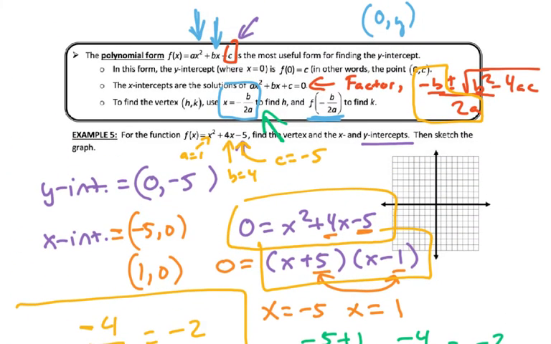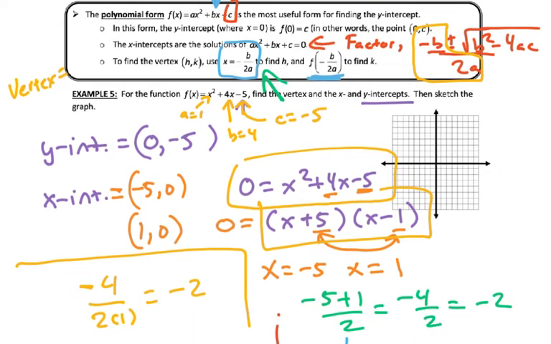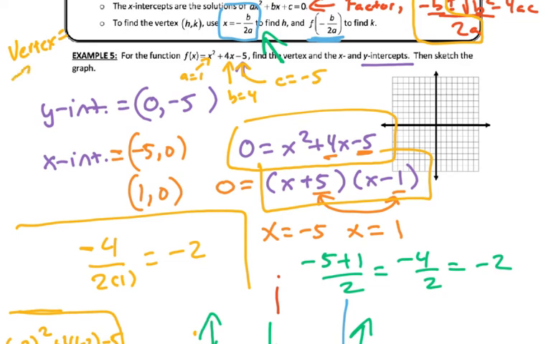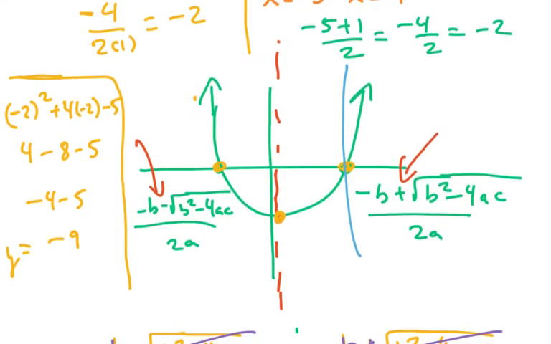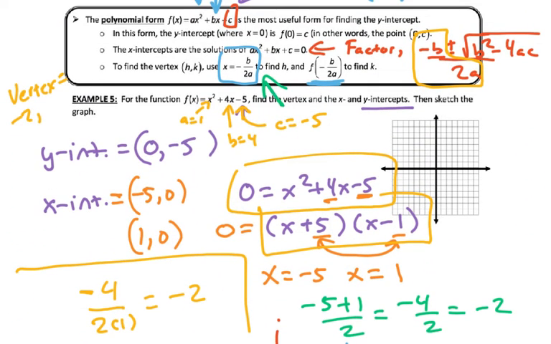So this tells me that the vertex is going to be, what did I say x was? x was -2, and we just calculated y to be -9. So we have (-2, -9). Is that right?